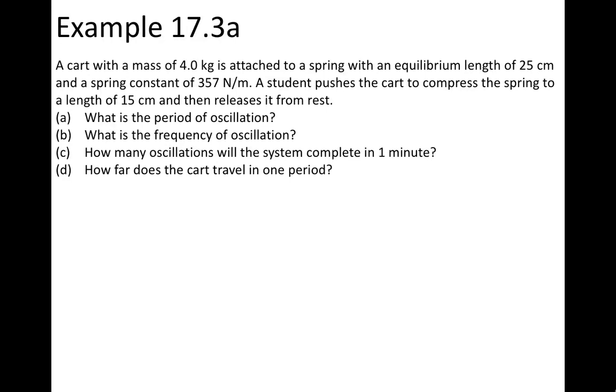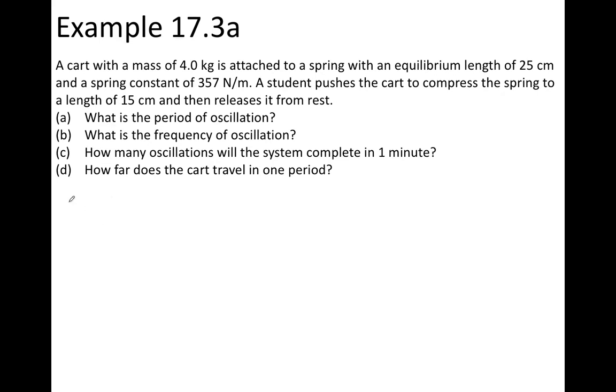In this example, we have a cart with a mass of 4 kilograms attached to a spring with an equilibrium length of 25 centimeters and a spring constant of 357 newtons per meter. A student pushes the cart to compress the spring to a length of 10 centimeters and then releases it from rest. Part A wants us to determine the period of oscillation.